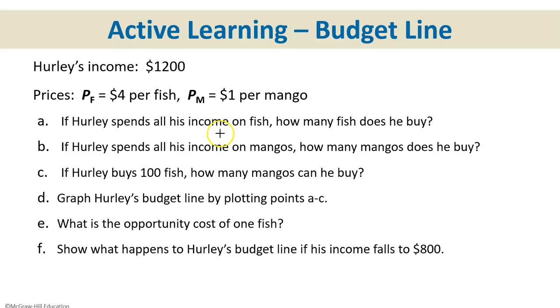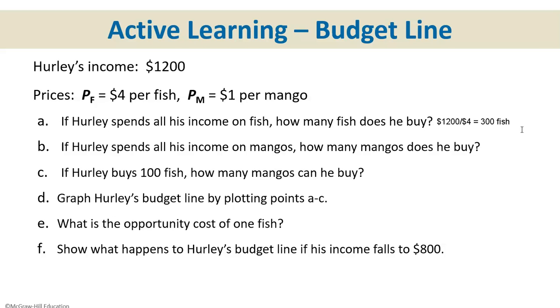So step 1, if Hurley spends all his income on fish, how many fish will he buy? What we can do here is just take his total income, $1,200, and then divide by the price of fish, which is $4. And you'll see that Hurley can purchase 300 fish. Keep in mind, if he's buying 300 fish, then he doesn't have any money left over to buy any mangoes.